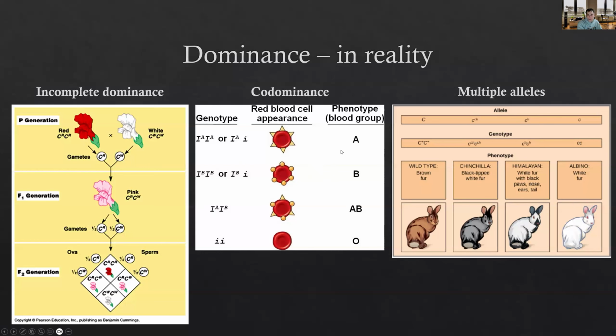So that's how this works. With A and B, they are completely dominant over O, but A and B are codominant with respect to each other. So that's another type of dominance. We've talked about complete dominance, that's what Mendel described, incomplete dominance, and codominance.